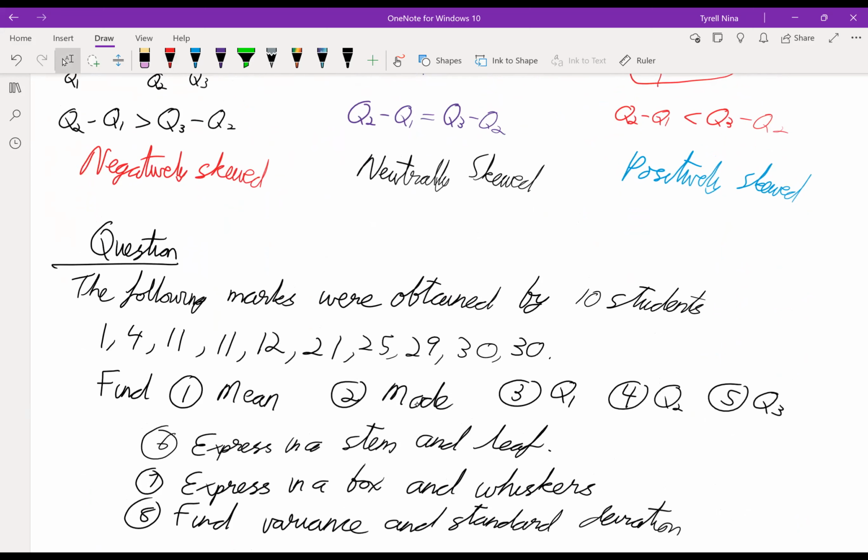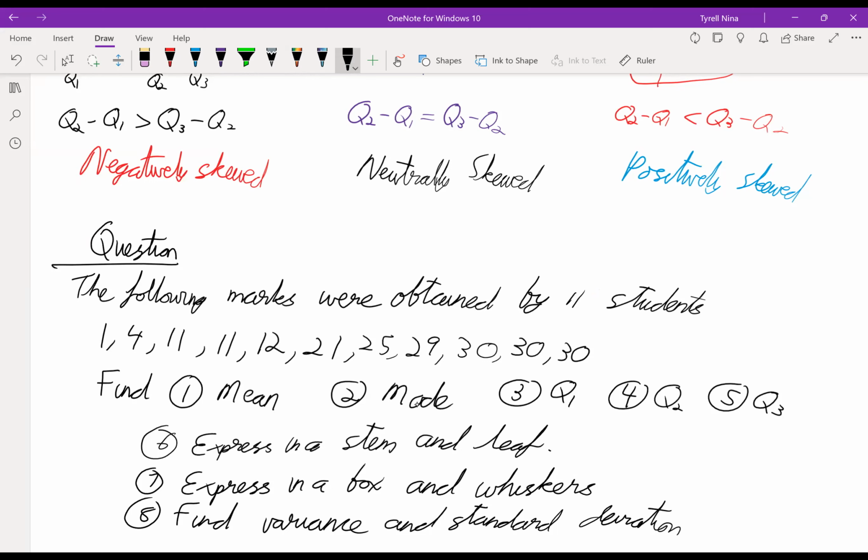The following marks were obtained by 10 students. Should I make it easy for you guys? Yeah, I'll make it easy for you. Let's make it 11, because we're almost out of time, right? But we go into extra time, right? So let's do 30, 30.